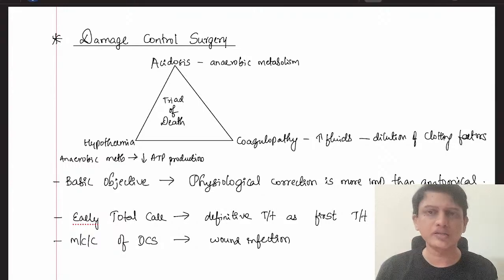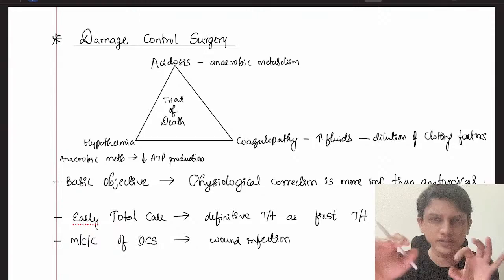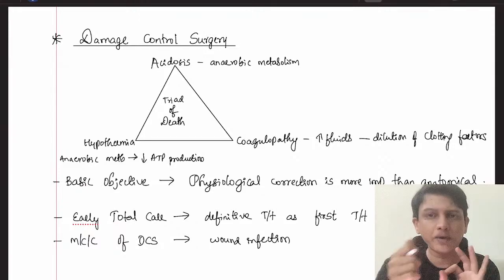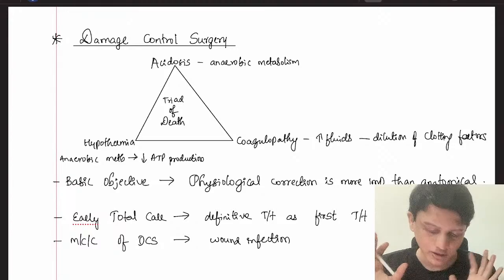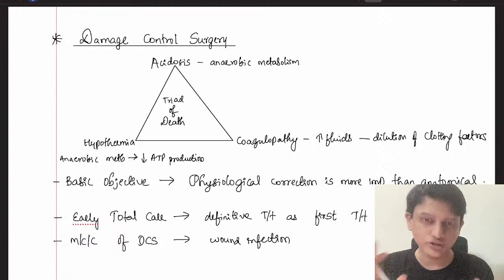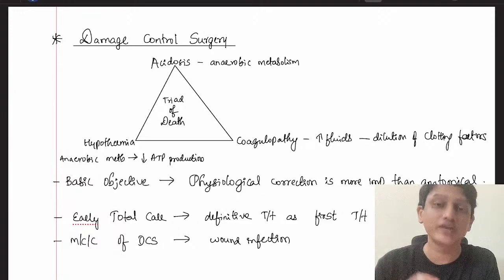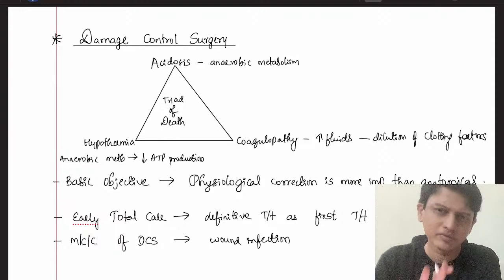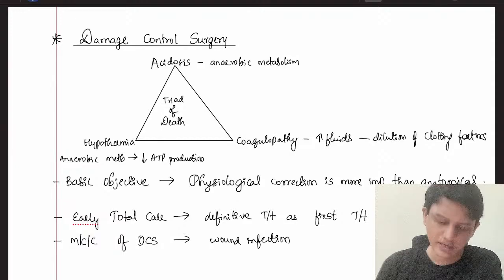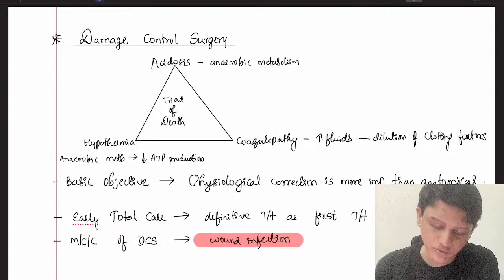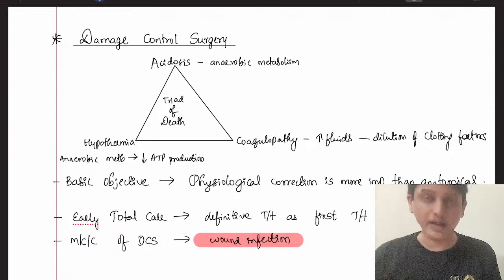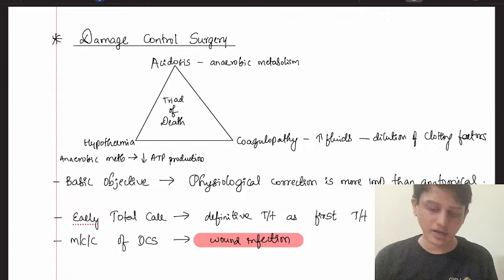Once the patient is stabilized, then I'll see if it is still viable. I will try to repair it. If not, gone. At least the patient is alive. That's the concept of damage control surgery. The question asked was, what's the most common complication of DCS? Since I am not doing anything very clearly, wound infection can occur due to damage control surgery. This is a question asked recently. So that's why, the triad of death, please know this triad of death.